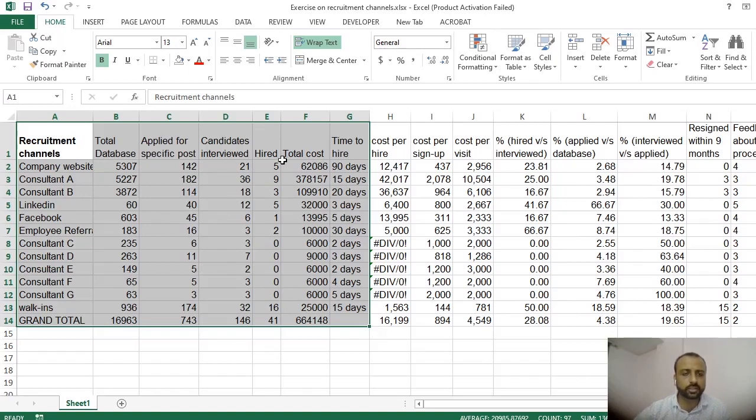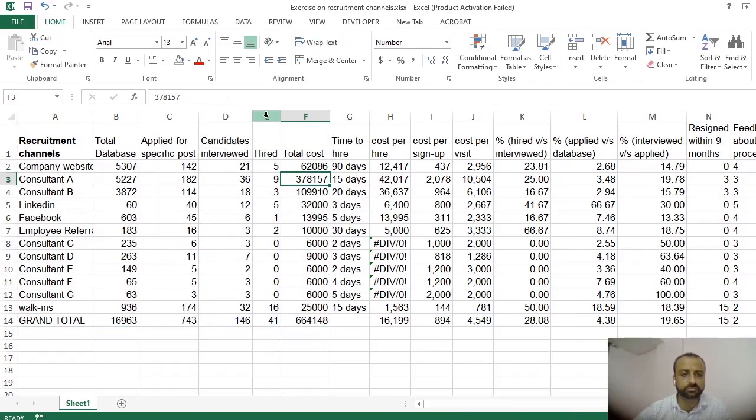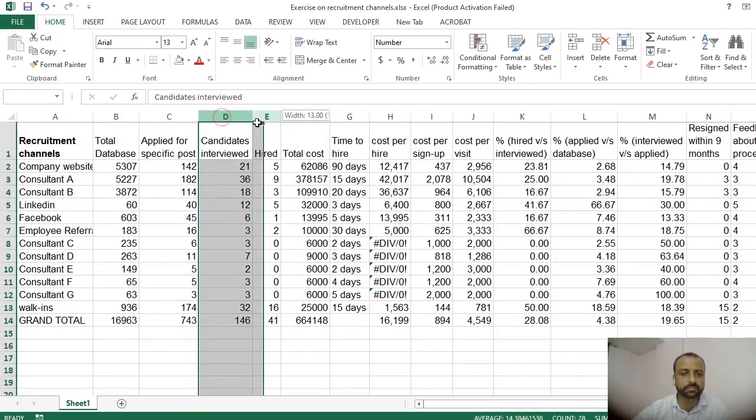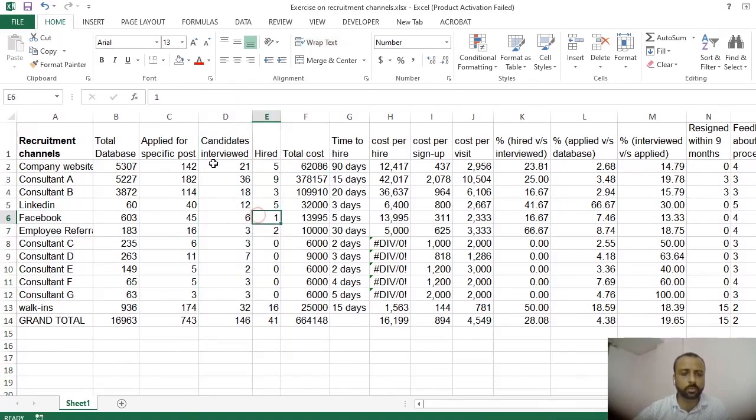Now, looking at column D and E, these two columns are most important because they give you a ratio of the number of candidates who were interviewed and who were hired. This will give you the first ratio. This ratio has been calculated by me in column K, hire versus interview. So this basically says that for employer referral, 66% of people got converted. That means 2 out of 3.